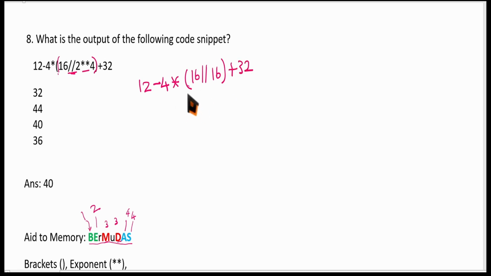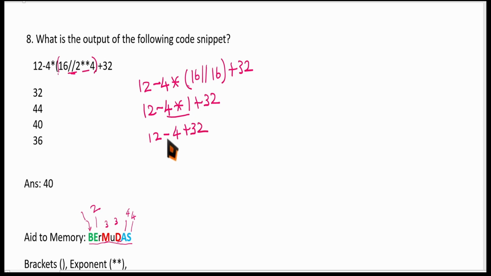Now still the bracket exists, so that should be solved first. 4 star 16 integer division 16 will return 1, then plus 32. Now you have multiplication, subtraction and addition. Since multiplication has the higher priority compared to minus and plus, solve this one first. 12, 4 into 1 minus 4 plus 32.